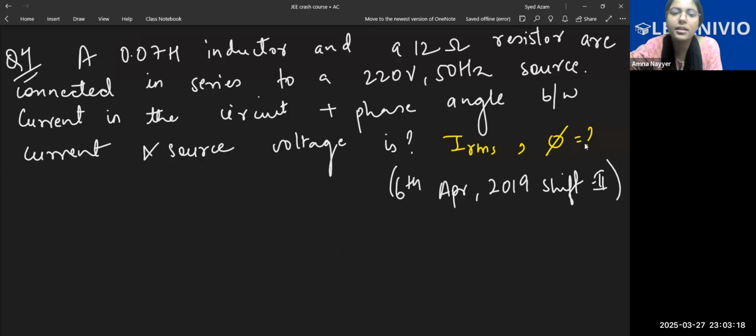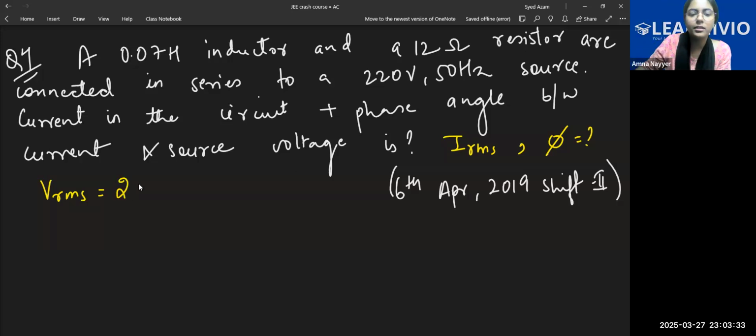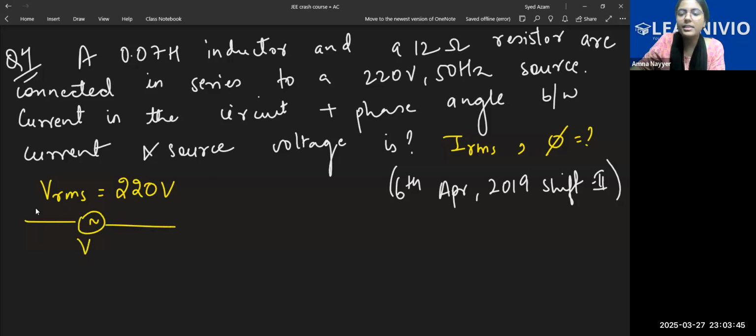Upasna, you tell me what is the VRMS here? 220 volt. See, this will be only 220. I told you, with a variable voltage, whatever voltage is given, that is your RMS value only. So it is given 220 volt, 50 hertz, so this is your RMS value only. VRMS is 220.